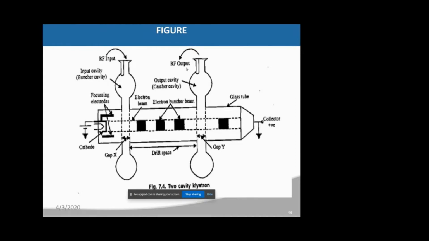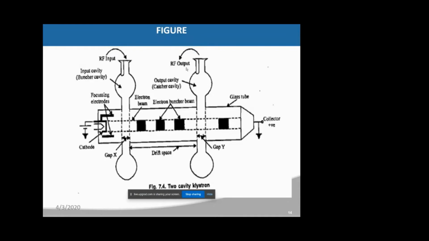Now we'll see in detail how these electron bunches are formed. Construction, I'm repeating once again, just for your knowledge. Referring to the structure of this two cavity klystron, it basically consists of the input cavity, which is also called the buncher cavity, and the output cavity, which is called the catcher cavity. The signal which is to be amplified, that is the RF signal, is given to the input cavity, that is the buncher cavity, and the amplified signal we get from the RF output, that is the output cavity.